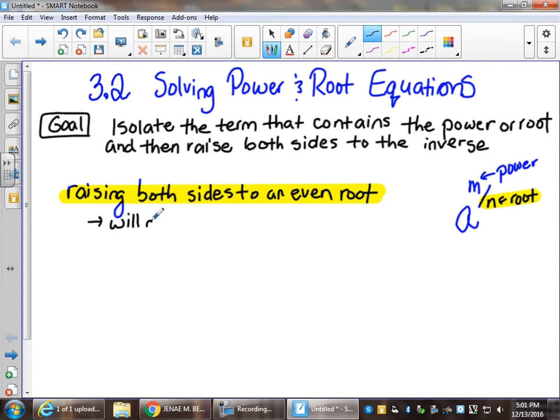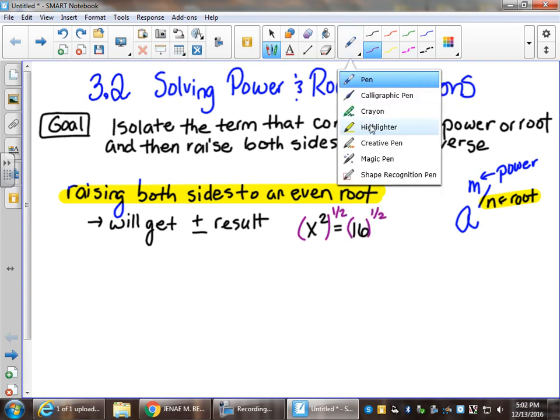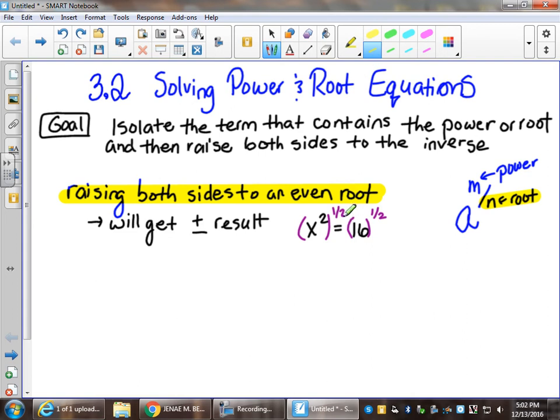We'll get plus minus results. A very, very simple example of this is when you are solving, for example, x squared equals 16. To solve this, you need to take the square root, or in other words, raise this to the 1/2 power. That is an even root. This is not typically how we would draw a square root, but that is really what this represents. Square root, an even root.